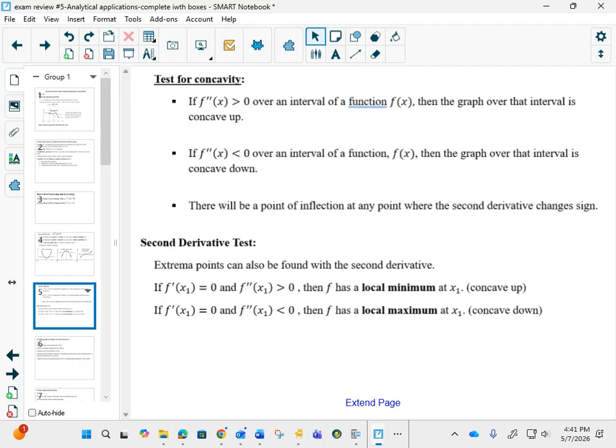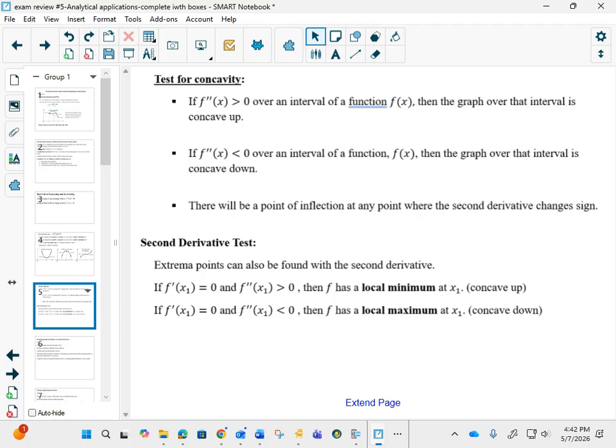How to find concavity. I sometimes don't like the word test with concavity because people get it confused with the second derivative test. The first derivative test and the second derivative test both find maximums and minimums. Most people see second derivative test and think concavity. That is not true. We do use the second derivative to say whether the original function is concave up or concave down. So if the second derivative is positive, concave up; second derivative negative, concave down. And if the second derivative changes from positive to negative, you have a point of inflection.